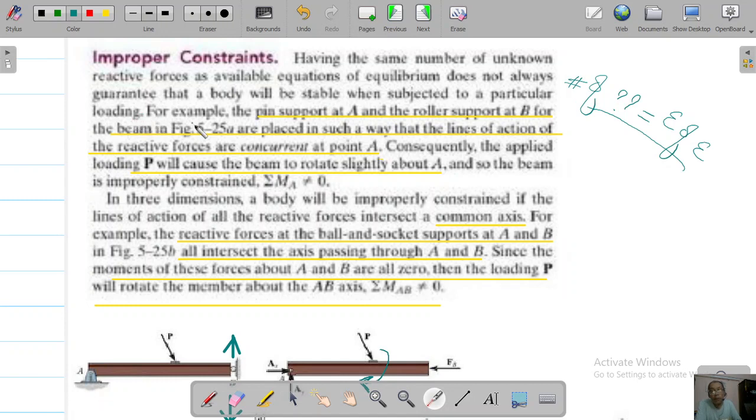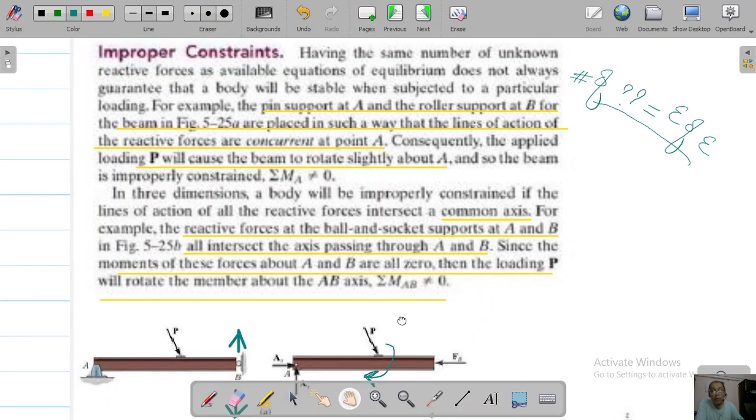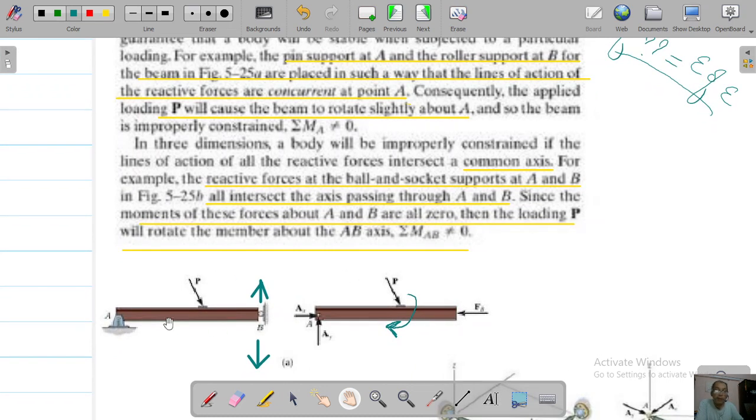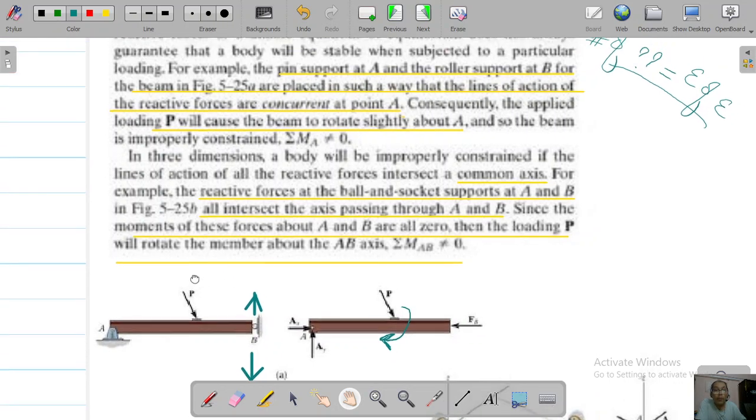Look at this pin support of this beam. There is a pin over here and a roller over here. Looking at this pin and this roller, there will be two unknowns at the pin and one unknown at the roller. So what does it say?